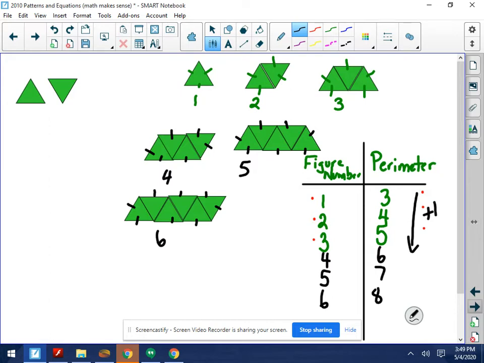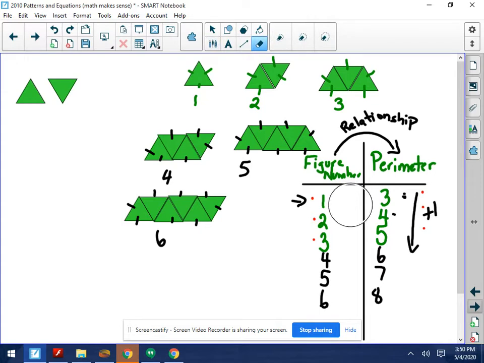But what's the relationship? What is the relationship between the two columns? Well, what do we do to this column to get this column? Well, to go from 1 to 3, we have to multiply by 3. Does that work for the other numbers? 2 times 3 is not 4. 2 times 3 would be 6. So times 3 is not the relationship.